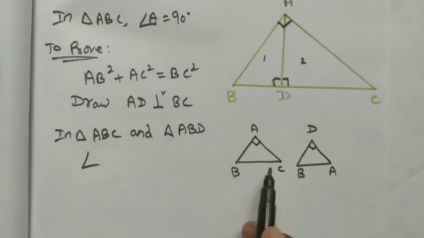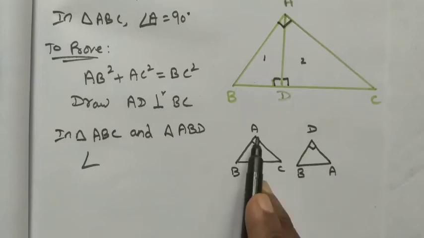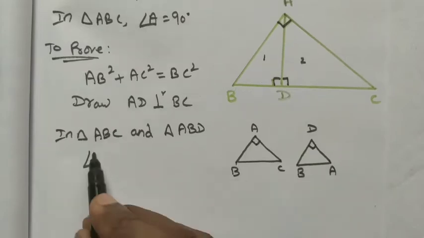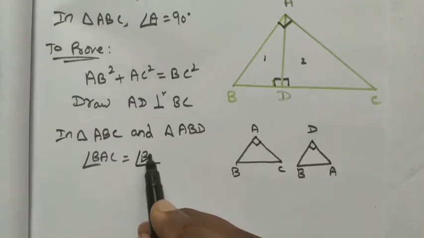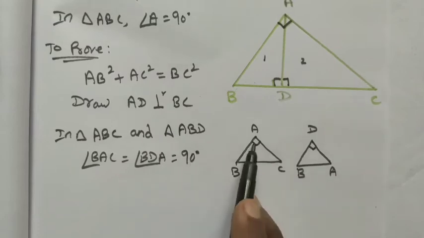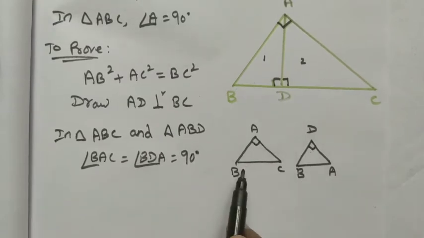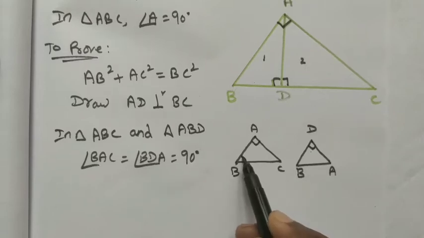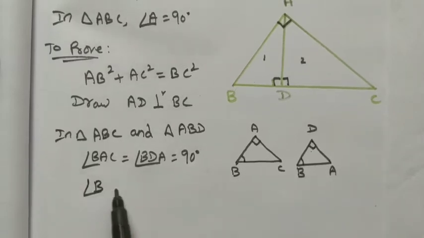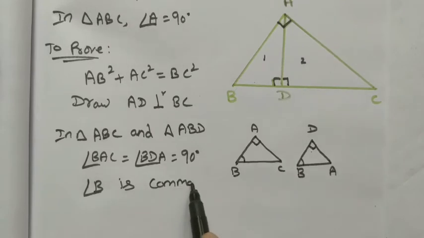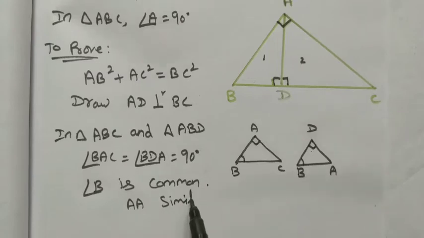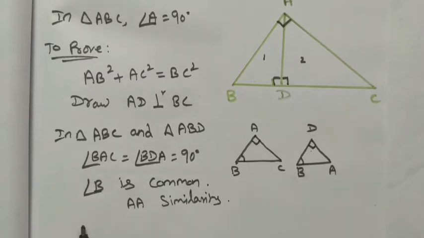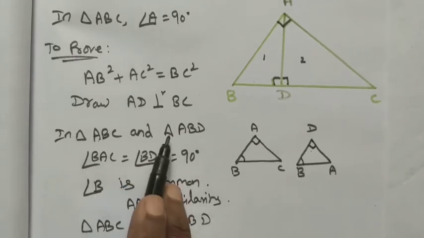Angle BAC is equal to angle BDA. Both are 90 degrees. And in both triangles, angle B is common. By this AA similarity, we can say that triangle ABC is similar to triangle ABD. These two triangles are similar.